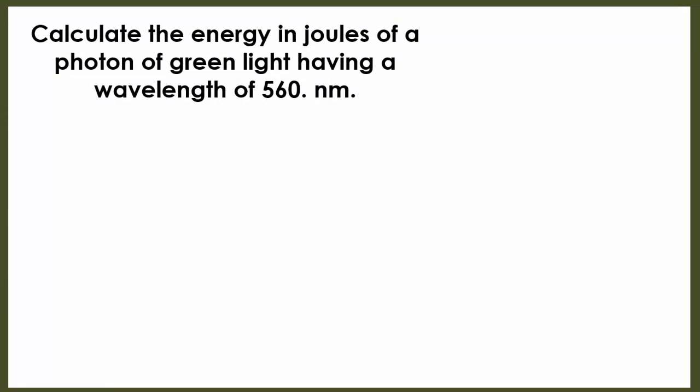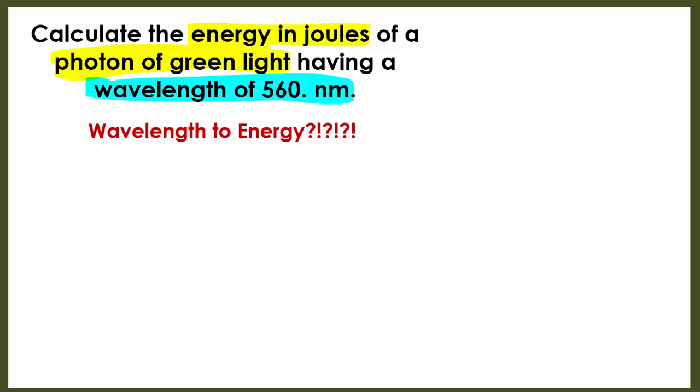So here we have another equation. Calculate the energy in joules of a photon for green light having a wavelength of 560 nanometers. Now here's the problem. Where's the wavelength coming from, and how do we use it to find energy when what we need is frequency? So we're going to actually convert frequency using our speed of light formula, and we're going to create this new formula. Energy is equal to h c divided by lambda, where c is the speed of light.